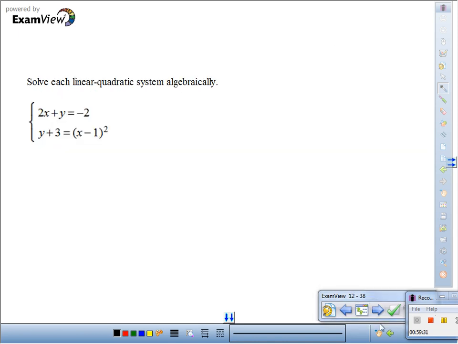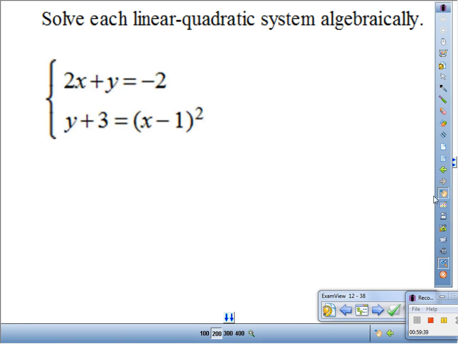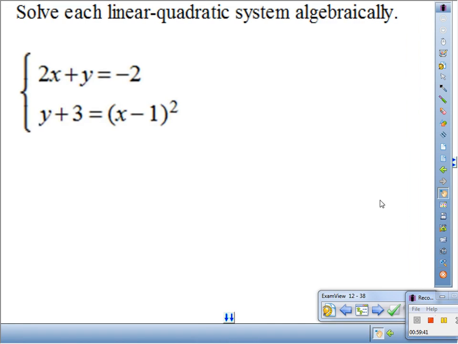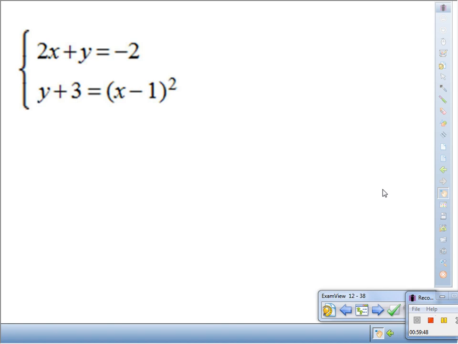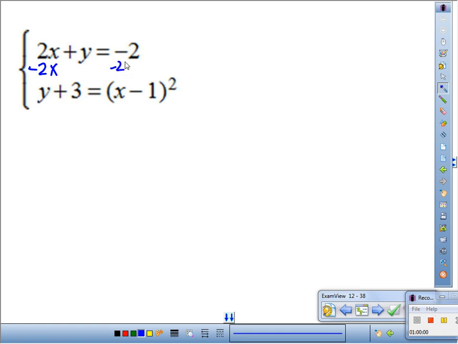Number 12. And then we'll stretch. Give me a second. It says, solve each linear quadratic system algebraically. This is a system we can solve by substitution. Which of the 2 equations seems easier to manipulate? The top one. So let's leave y by itself. So we do what? Minus 2x. We got y equals negative 2x minus 2.